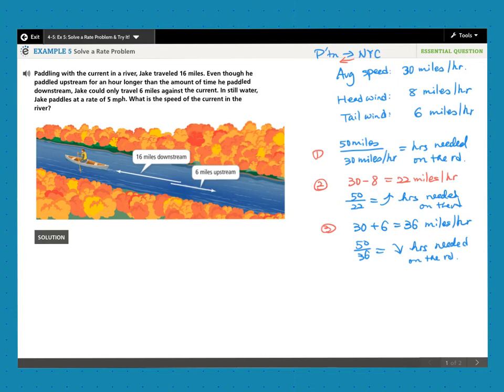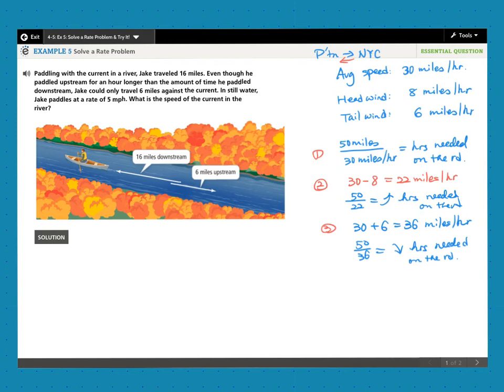Okay, so this is a pretty simple example, and I can ask the same questions in a slightly more abstract way, which is what we've got here in example number 5. Let's read it first. Paddling with the current in the river, Jake traveled 16 miles. Even though he paddled upstream for an hour longer than the amount of time he paddled downstream, Jake could only travel 6 miles against the current.